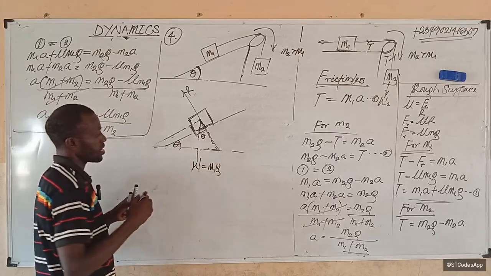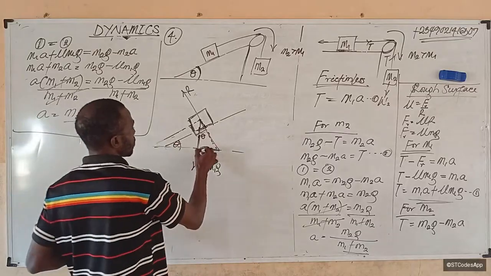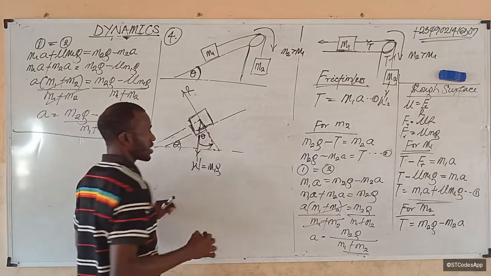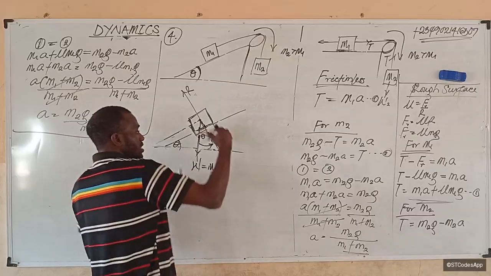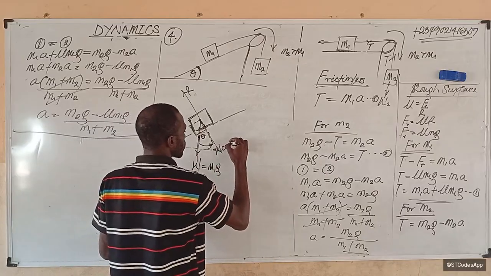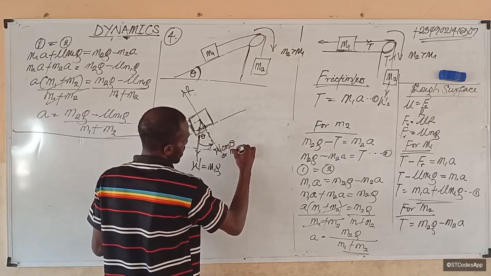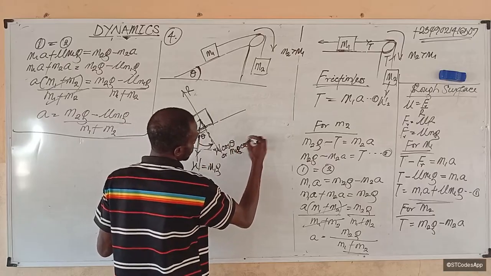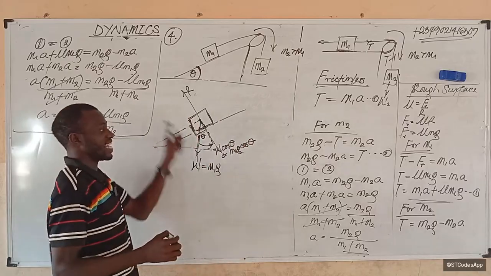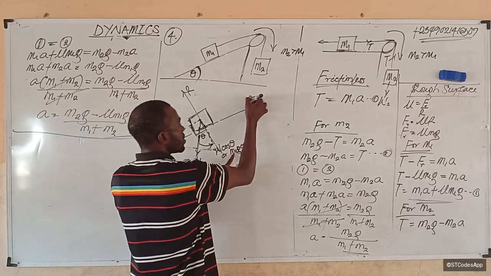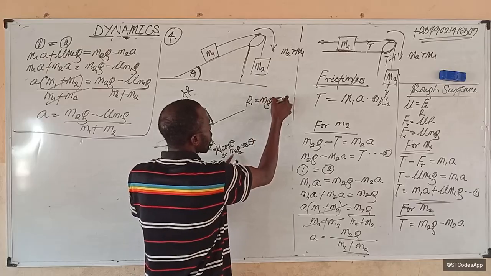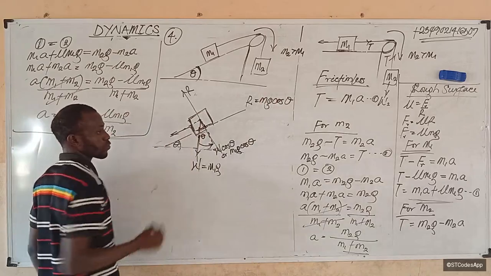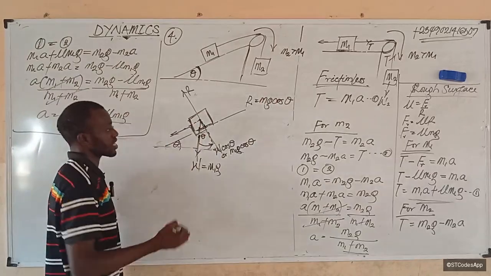So weight is acting downward. Now, for us to know the value of R, we will resolve this down in this direction. How do we resolve it? By closing theta, right? So that will be W cos theta, or mg, in this case m1g cos theta. So always remember, on an incline like this, the value of R is mg cos theta.